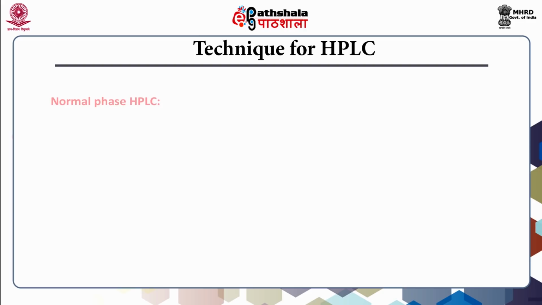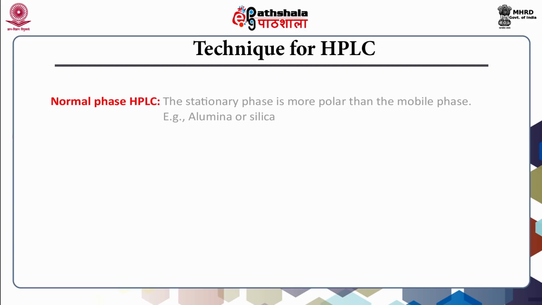In normal phase HPLC, the stationary phase is more polar than the mobile phase. In the previous slide we saw that if the mobile phase composition is the same, it is called isocratic elution, and if the mobile phase is different at different times, it is called gradient elution. But in this slide, if the stationary phase is more polar than the mobile phase, then it is called normal phase HPLC. The important polar stationary phases are alumina or silica.